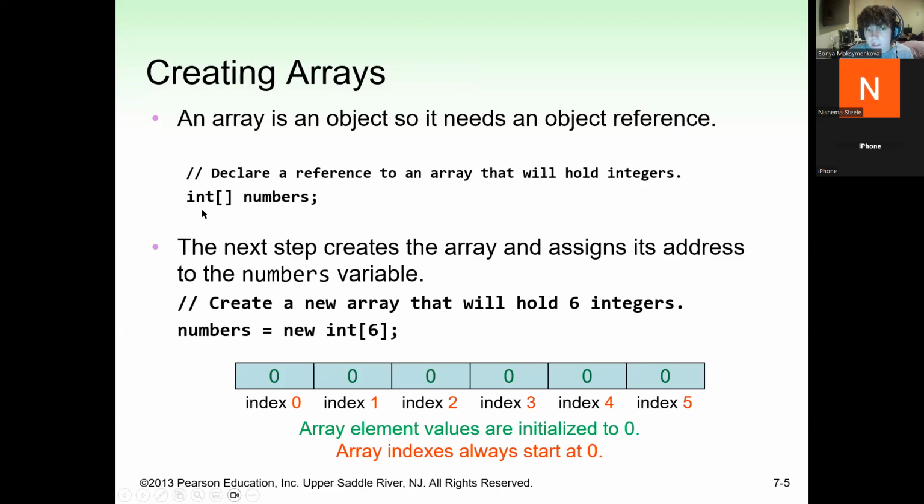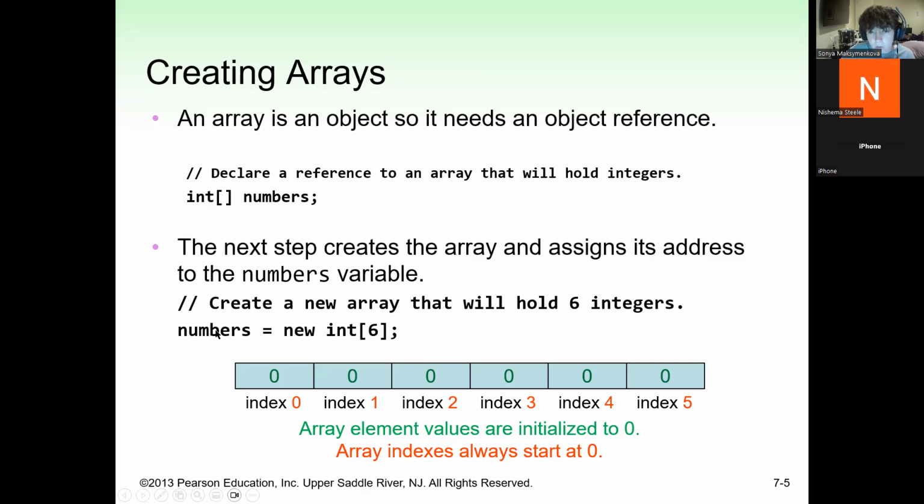So this is how you would declare your reference to an array in Java. You would put the data type that you want this array to have, then square brackets, then a space and the name of your array with a semicolon at the end. An array is considered an object in Java the same way as a string is considered an object in Java. So you have to treat it the same way as you would treat any other object.